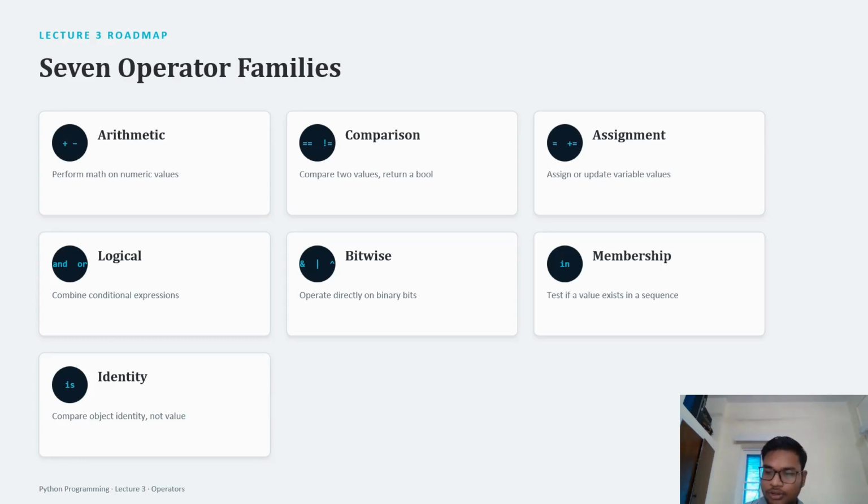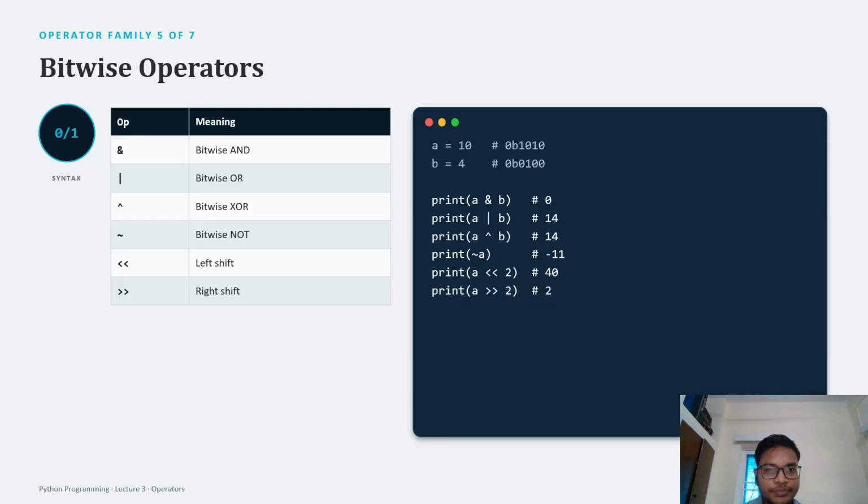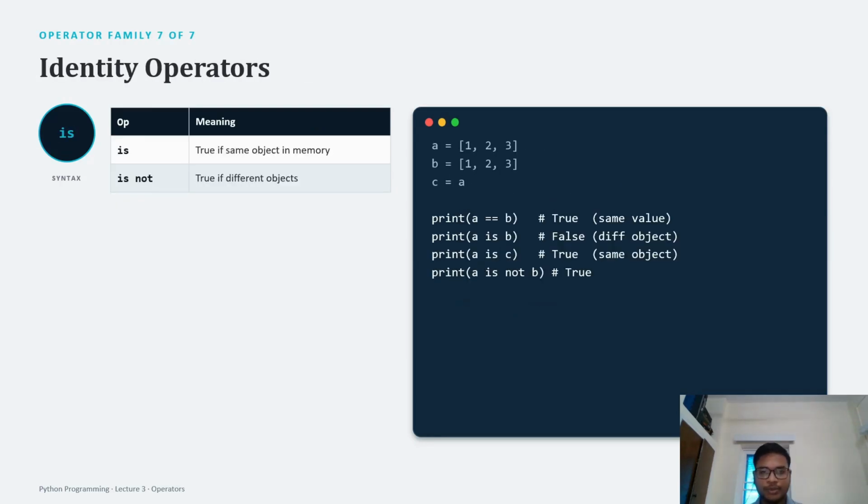Okay, so the identity operators are like is and is not. Is means true if it is the same object in memory. And is not means true if it is a different object.